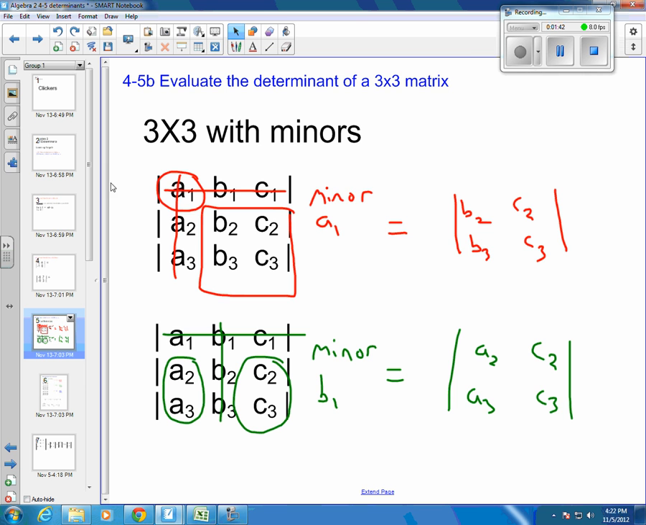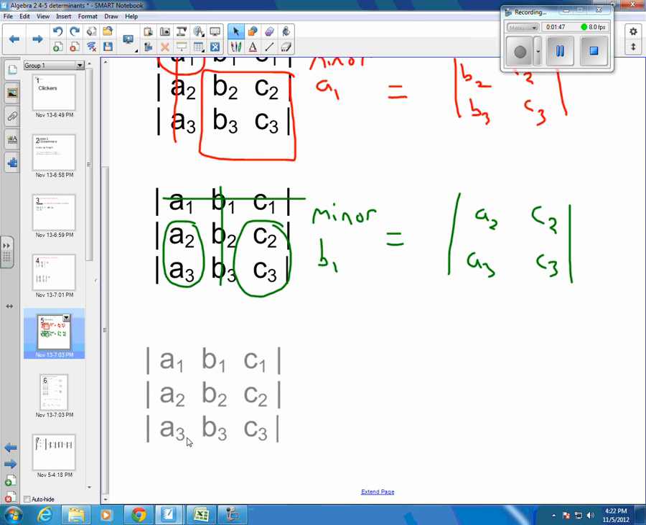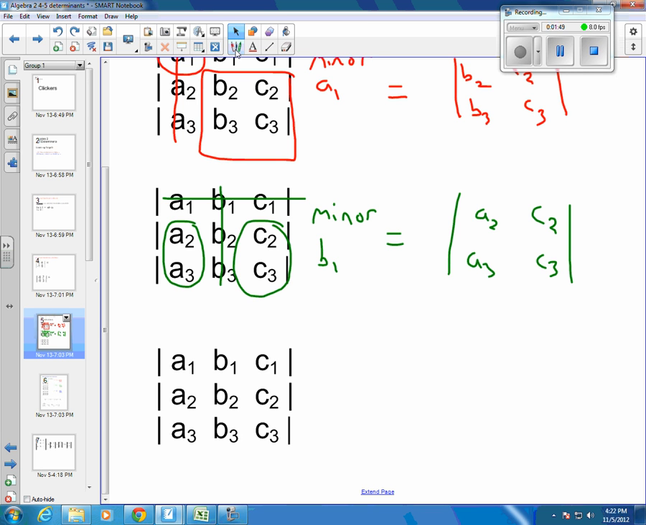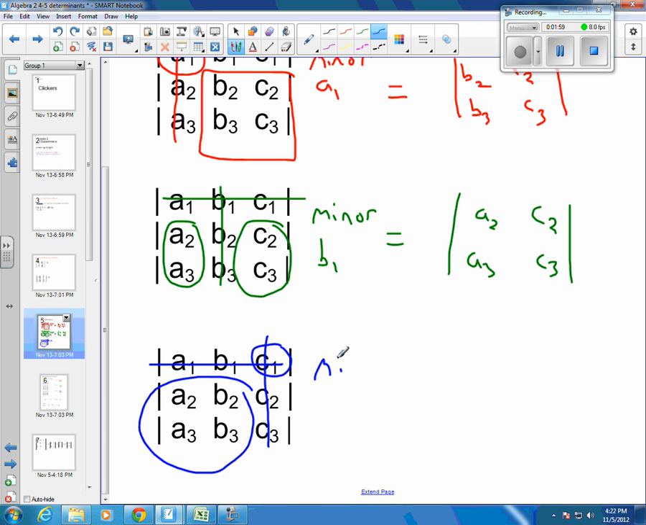I can do that one more time, pull that off. Oops, I need to expand my page. Pull that down here and cross out the first row and the third column. And this matrix that's left is going to be the minor. The minor of C1 is going to be equal to the A2, A3, B2, B3. And that's pretty much all there is for minors.